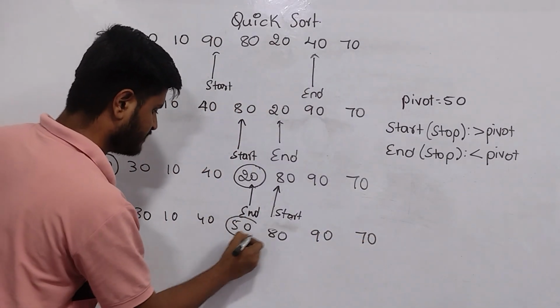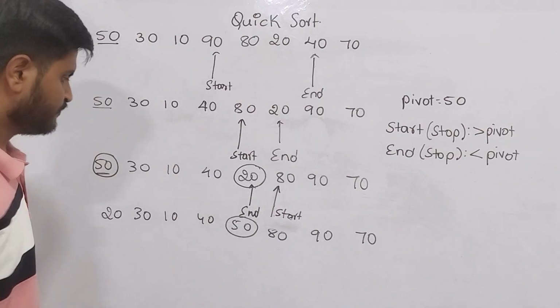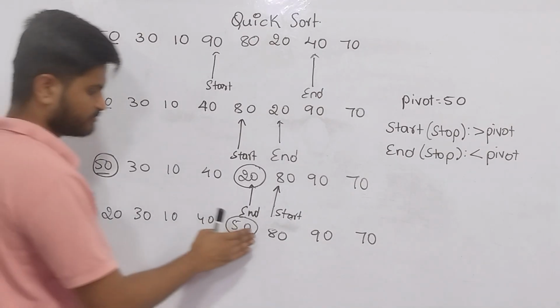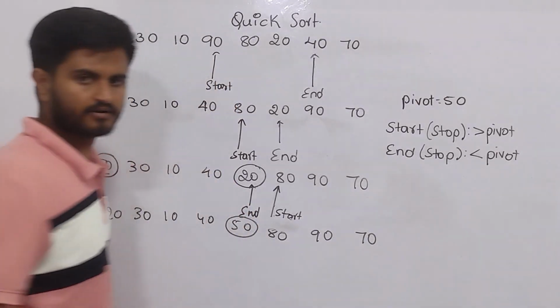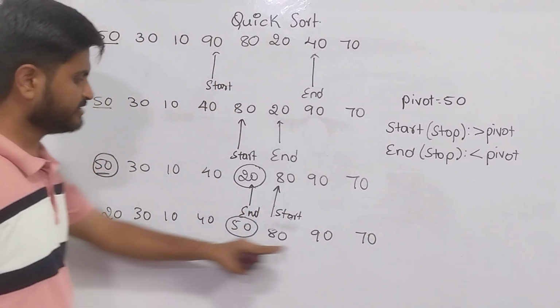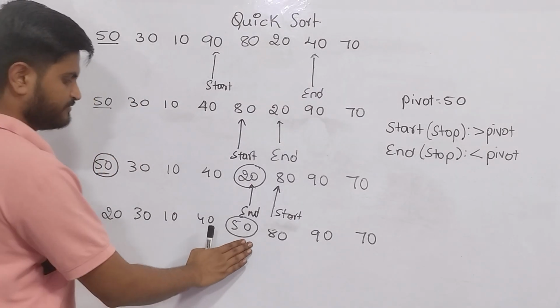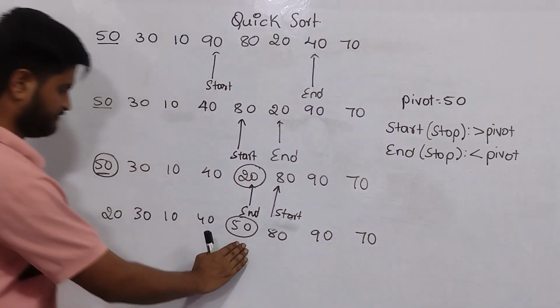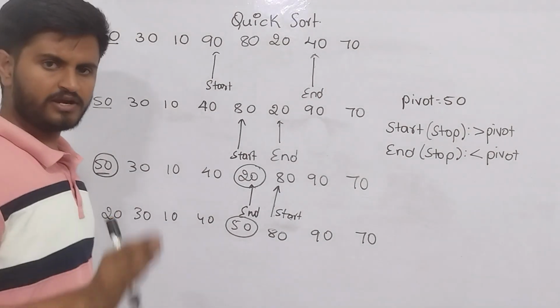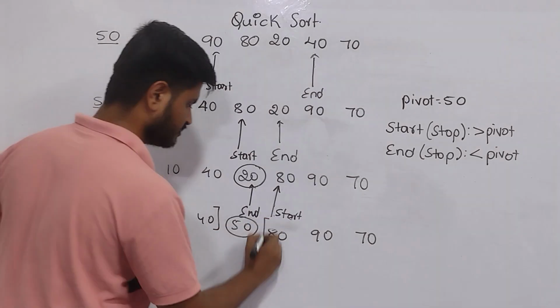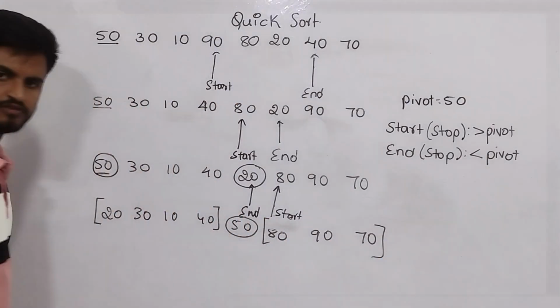So my pivot value was 50 earlier. If you see, the values lesser than 50 are on the left side and the values more than 50 are on the right side. So we are sorting this in increasing order, that is ascending order. More than 50 is on the right-hand side, less than 50 on the left-hand side. Now what I must do is, I must group two parts. So 50 is already sorted.